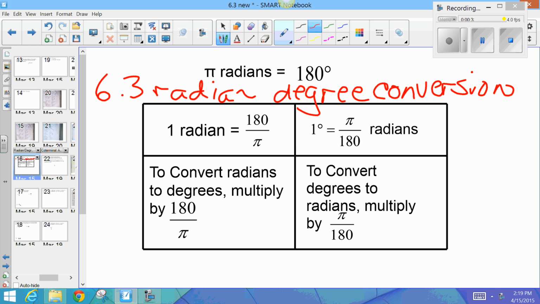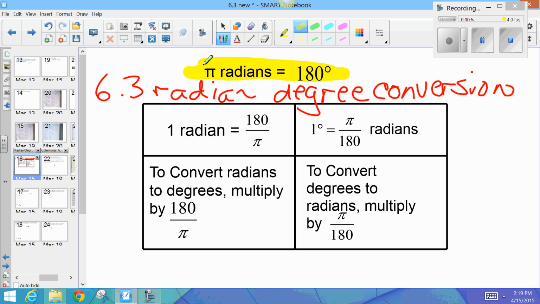Okay, so pi radians equals 180 degrees. Okay, that's the most basic fact that you need to know in order to convert from radians to degrees, or vice versa.